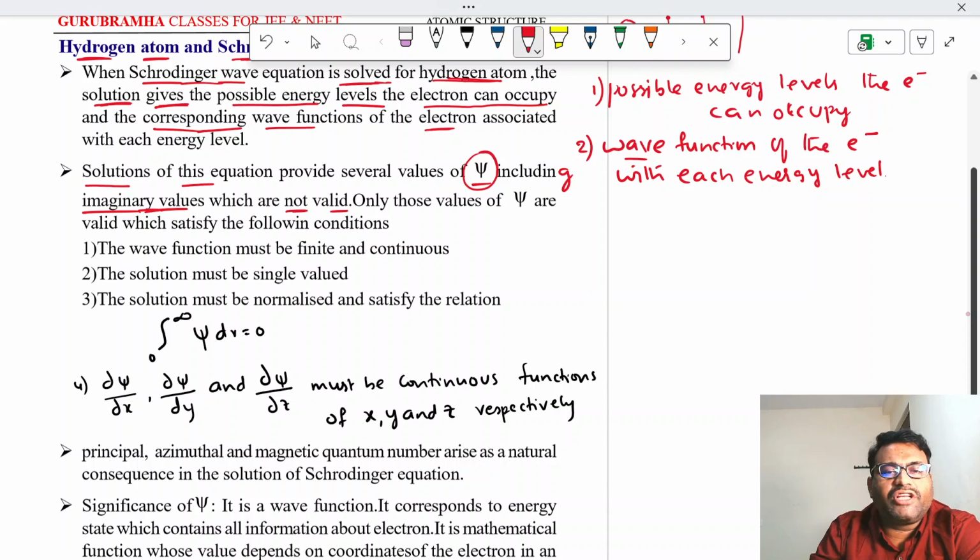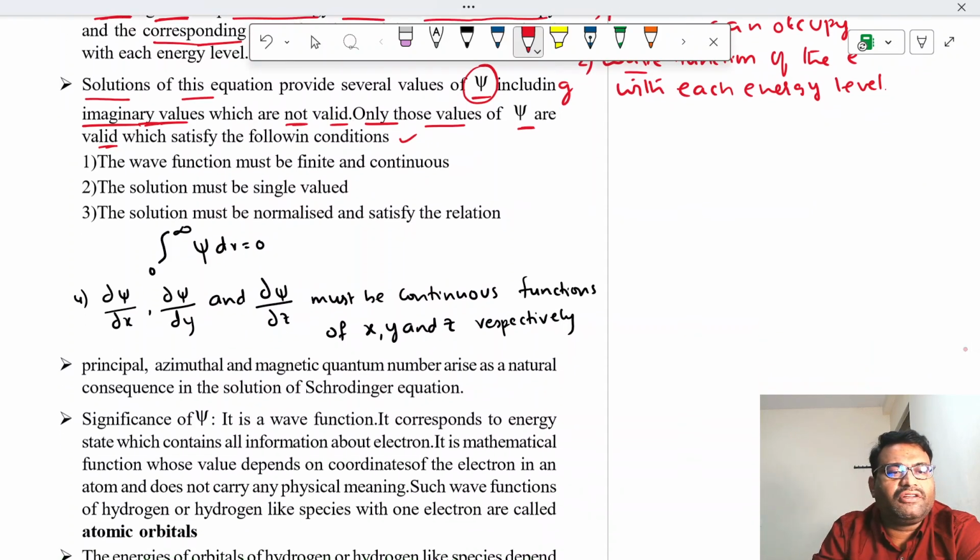How can we identify valid psi values? Only those values of psi are valid which satisfy the following conditions. What are those conditions? One, the wave function must be finite and continuous. So we got the psi values. Some are valid psi values and some are not. Which psi values are valid and which are not?